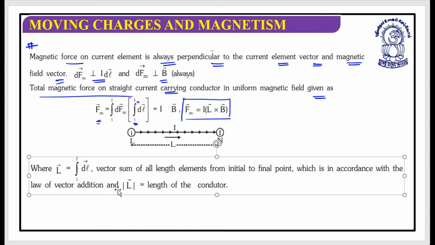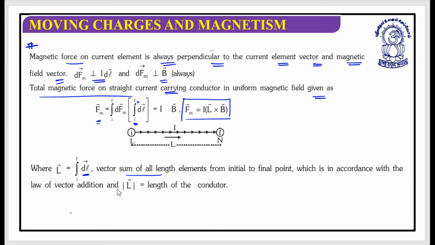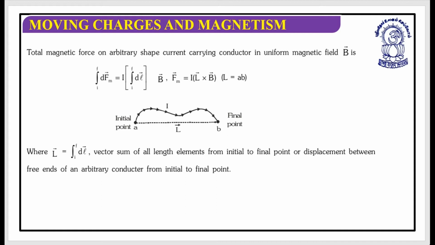Where L, this is very important, is the initial to final vector addition of dl. This is the vector sum of all length elements from initial to final point, in accordance with the law of vector addition. So this L is the length of the conductor. I hope this is clear. Great.